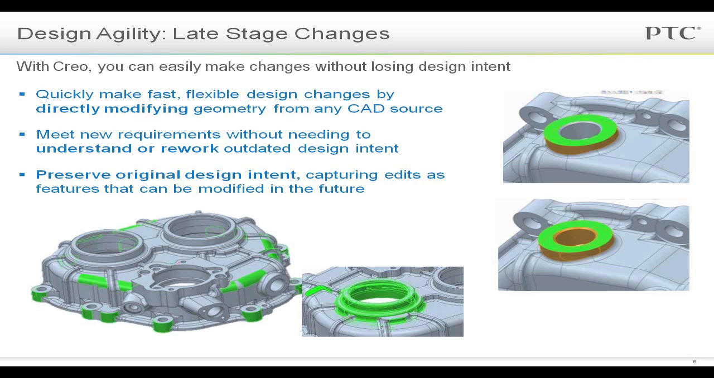When I'm directly modifying geometry, I simply select that geometry, drag it about, pull it around, change it as I see fit. So I'm directly modeling within ProEngineer. I also don't need to rework that design intent because it's adding features. So that original design intent is preserved. I'm not removing any information which has previously been added to my model.